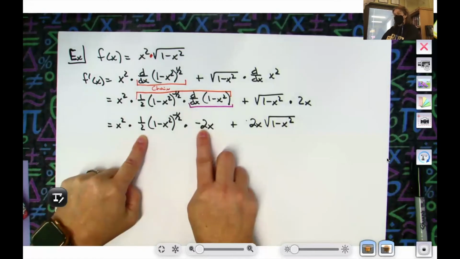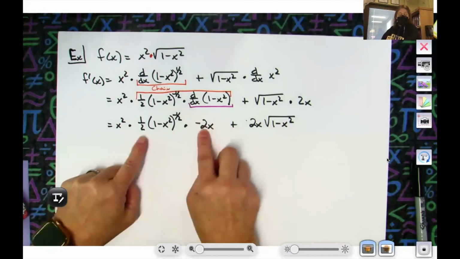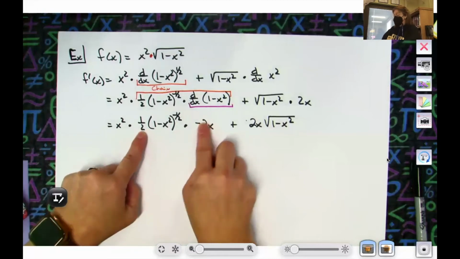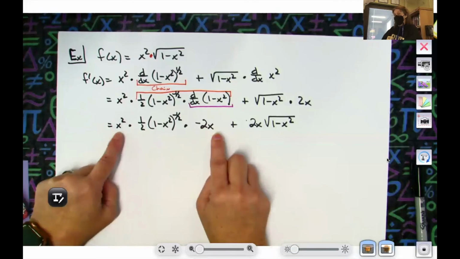This 2 is where? Top or bottom? This 2 right here is where? Yeah, this is on the top. This is on the bottom, right? So can they cross out the 2's? All right. This x squared is on the top. So how many x's do I have on top? X to the third with a negative.